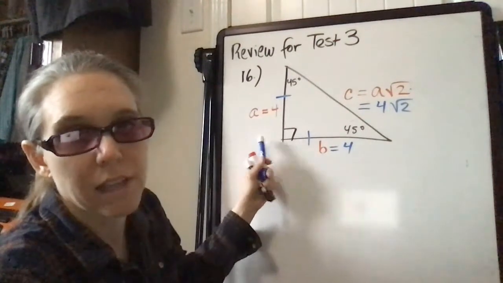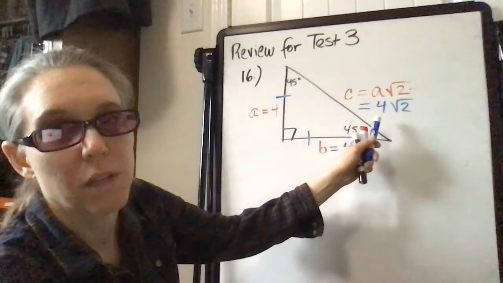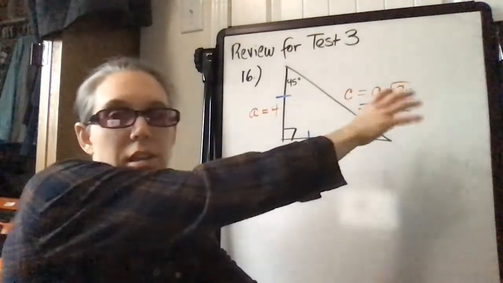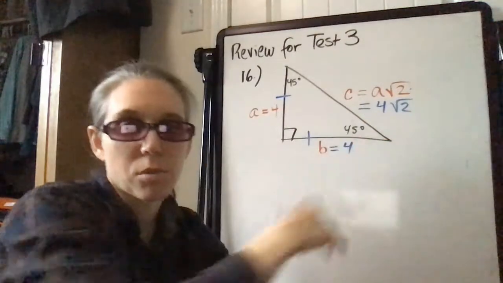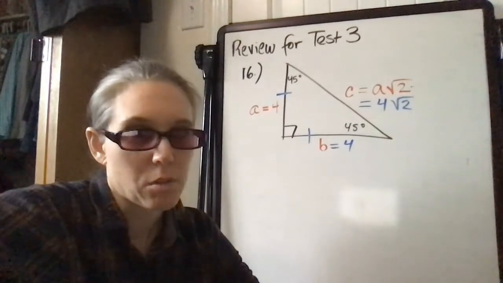If you have one of the legs, the other leg is identical, and to get the hypotenuse, you just multiply by the square root of 2. So don't use a decimal approximation, use these exact numbers, type in 4 square root of 2, and you get that one right. That's 16. It does not require any work.